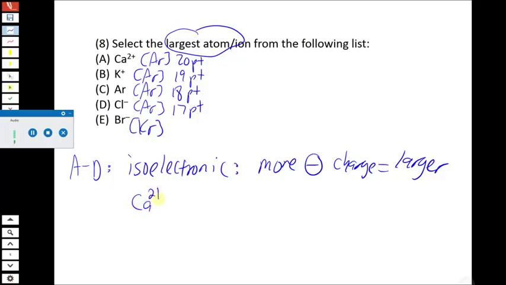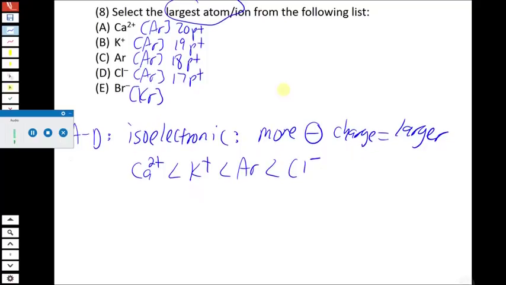For this first set of 4, calcium 2 plus is going to be the smallest. It has the most protons in the nucleus, or the most positive charge, however you choose to think about that. K plus is next, then argon, which is neutral, and the largest of these four is going to be Cl minus, which has the most negative charge or the fewest protons. So with isoelectronic ions, a situation you may encounter on the exam, where you have a bunch of ions and atoms with the same number of electrons, you need to think about how many protons they have in the nucleus, not their location in the periodic table.